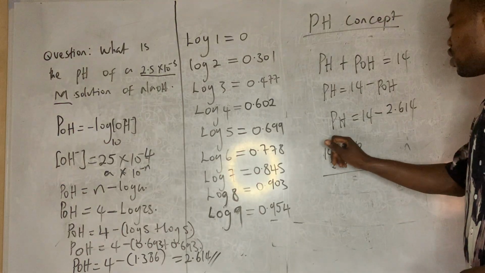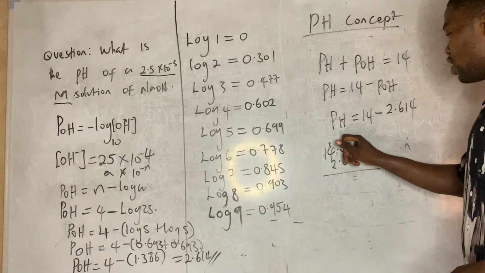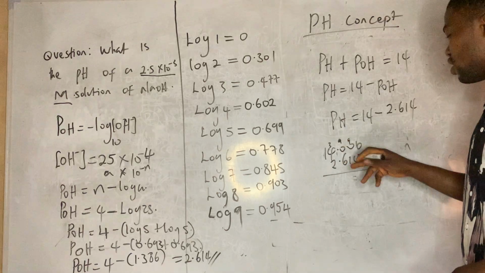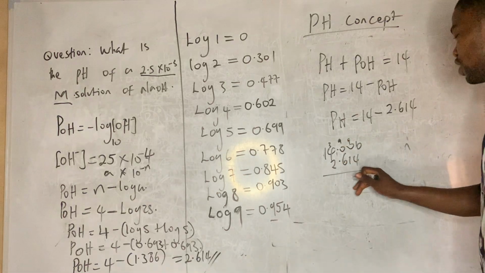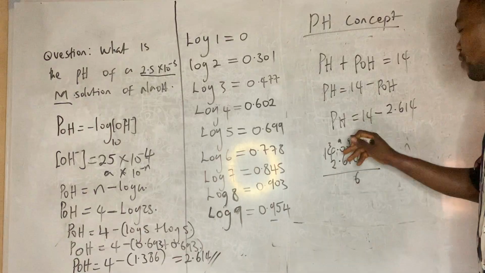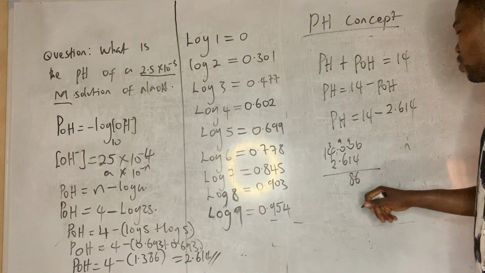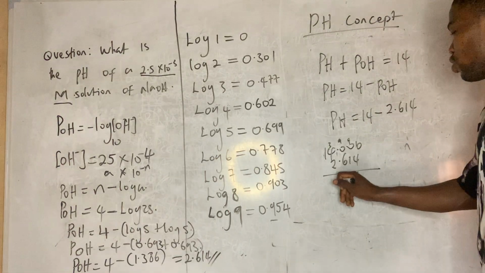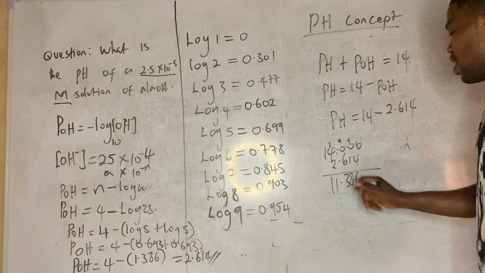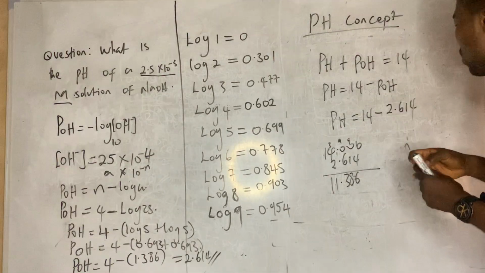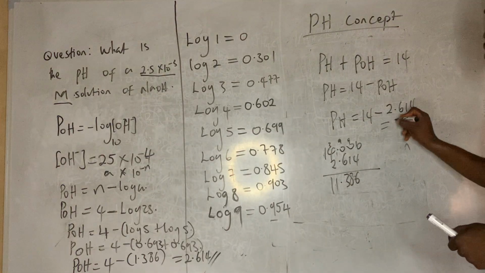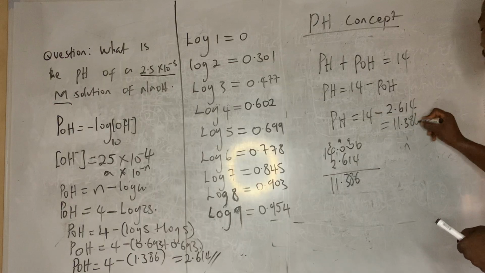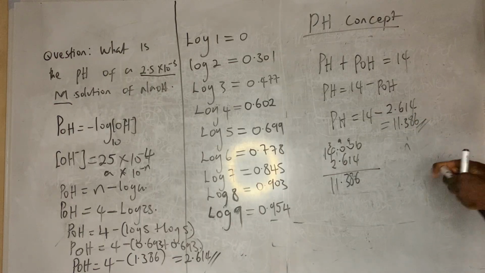So here will be 10, here will be 3, here will be 9, here will be 9. You know what I did now? 10 minus 4 is 6. 9 minus 1 is 8. 9 minus 6 is 3. And 3 minus 2 is 1. So I have 11.386. So therefore, the pH is equal to 11.386. That's a simple answer.